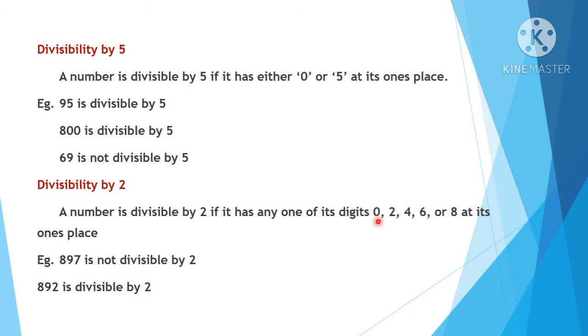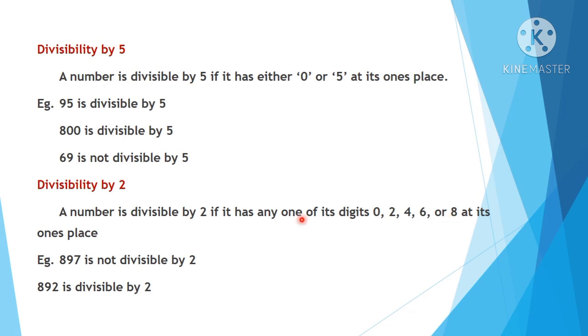Okay, so 897, is it divisible by 2? No, because in the ones place you are having 7. So it is not divisible by 2. And second example, 892: in the ones place you are having 2. So it is divisible by 2.